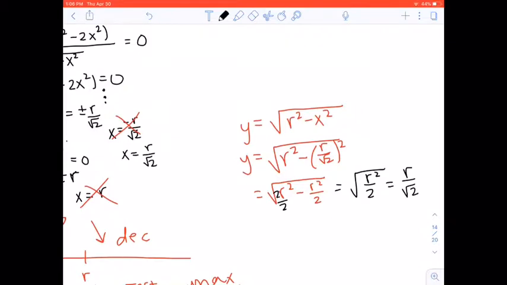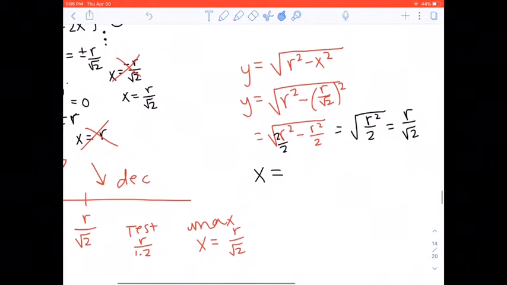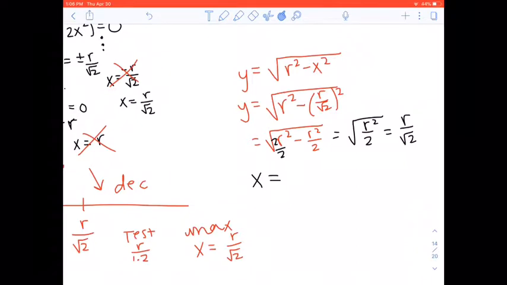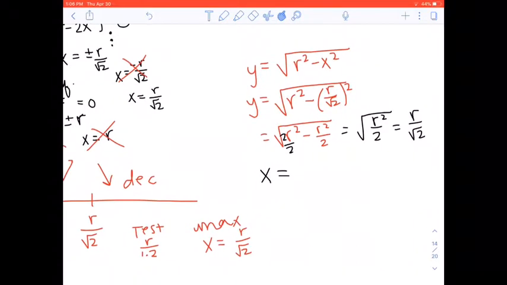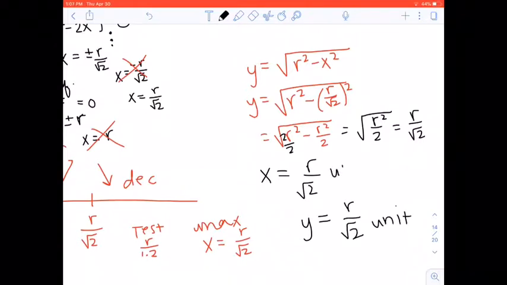So the dimensions are x equals the x value that we had down here, r over the square root of 2, and our y value is r over the square root of 2. I'm going to put units on here. So we have x is equal to r over square root of 2 units, and y is equal to r over rad 2 units.